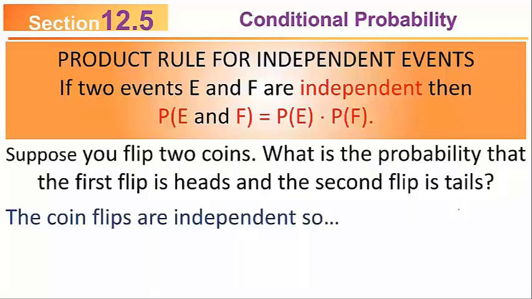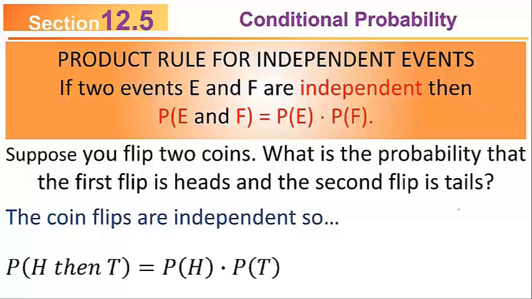The coin flips are independent. What I get the first time I flip the coin has absolutely nothing to do with what I get the second time I flip the coin. So that means they're independent. So that tells me that the probability I get a head and then a tail is simply the probability I get a head times the probability I get a tail, because that's what the product rule for independent events says. Well, the probability I get a head is 1/2. The probability I get a tail is 1/2. So the probability I get a head followed by a tail is 1/4. A half times a half. That's the product rule for independent events.